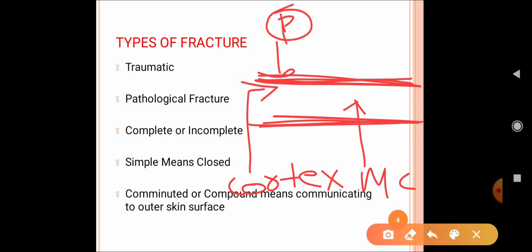If there is any breach in the continuity of the bone, suppose this bone is getting cracked here or the continuity is lost, then it is known as a fracture. Right? Now, which are the types of such fracture?